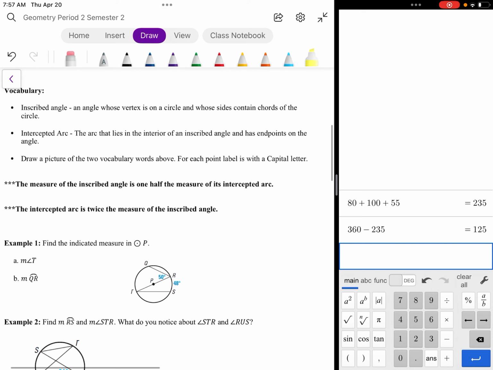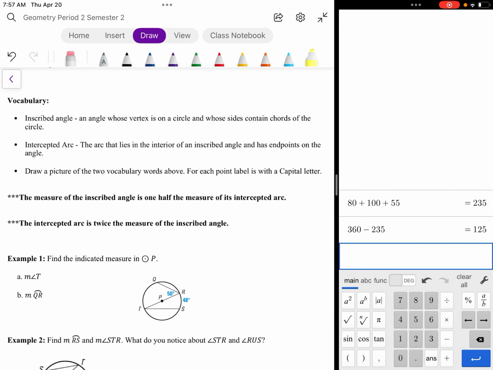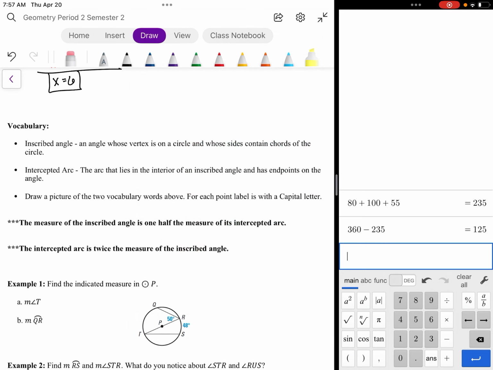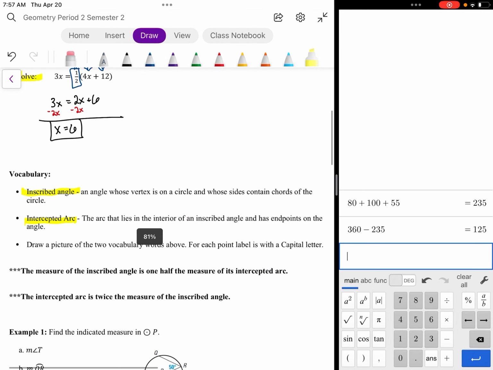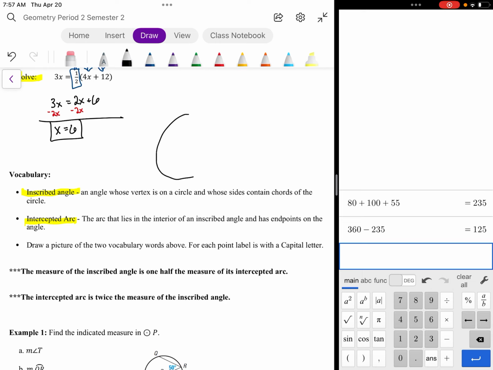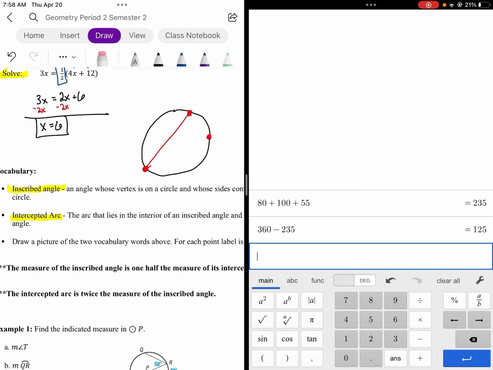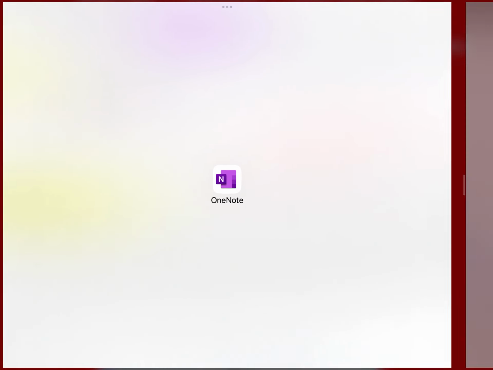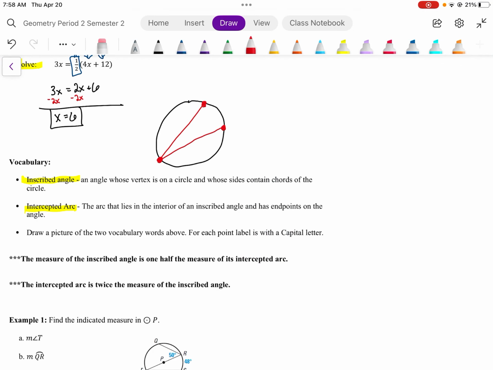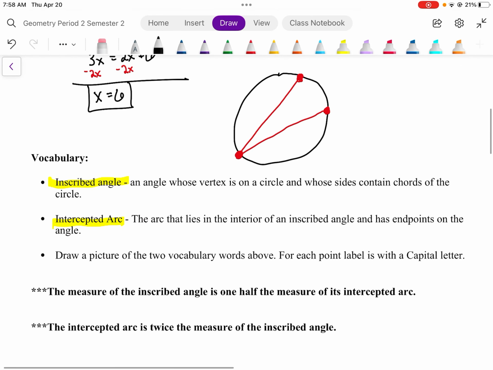Okay. The next piece is new vocabulary for this section. And we have two new words, inscribed angle and an inscribed arc. So we're going to draw an example of what an inscribed angle looks like. And what that is when you have a point on the edge of the circle, it's the angle formed going to the opposite side of the circle. So this is an example of an inscribed angle. It's the angle formed here.